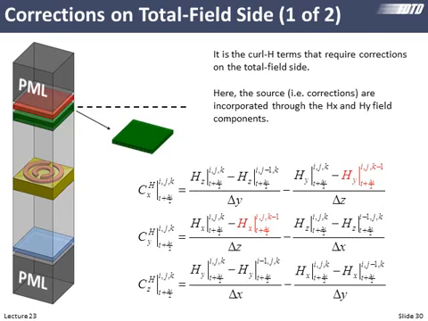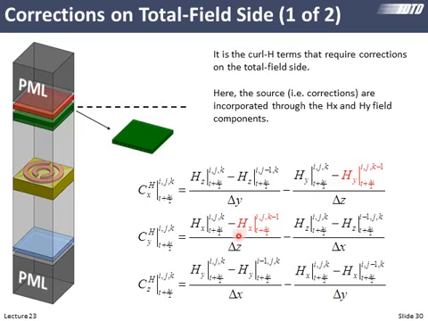Now we have curl terms on the total field side, and these contain terms from the scattered field side when it reaches across. Again, there's no corrections to the z component because we only have x and y derivatives. They're not reaching in the z direction. So it's the x and y components that have problems.